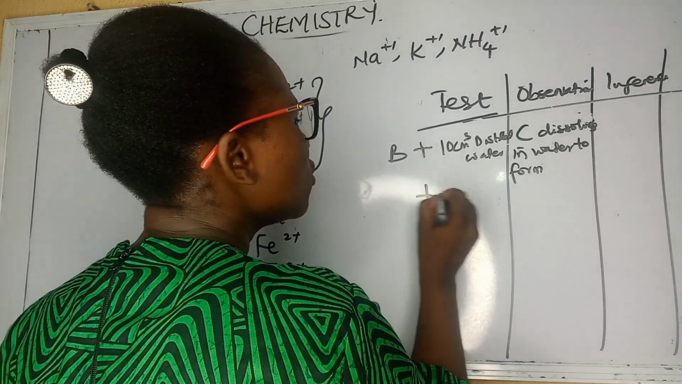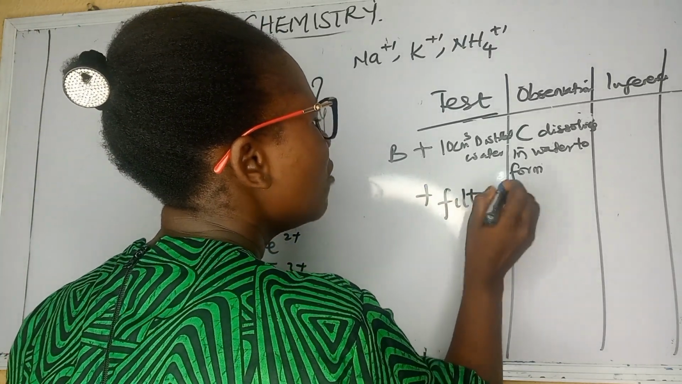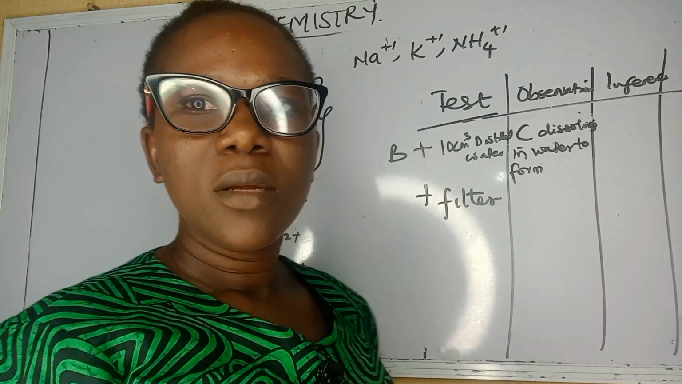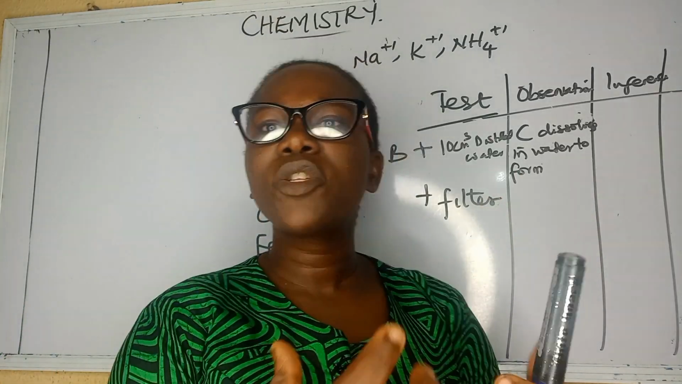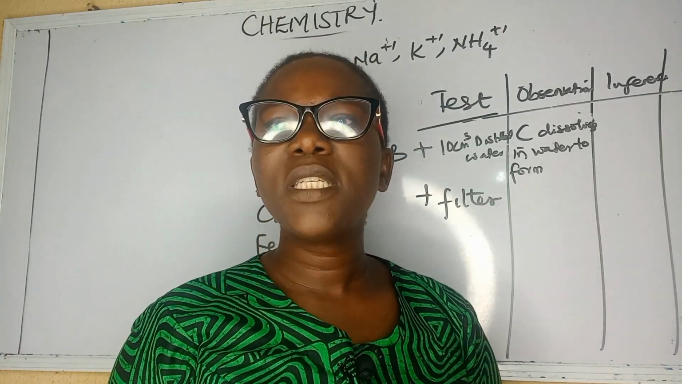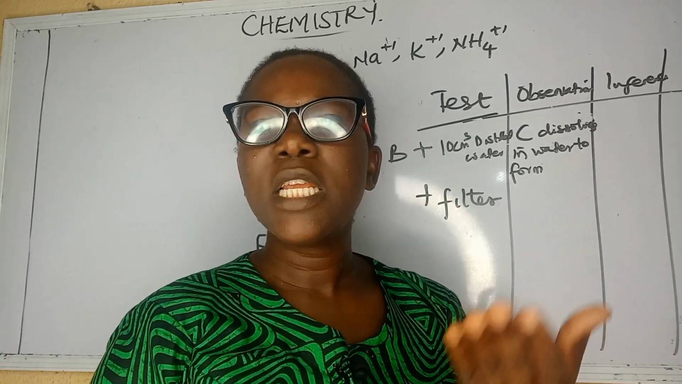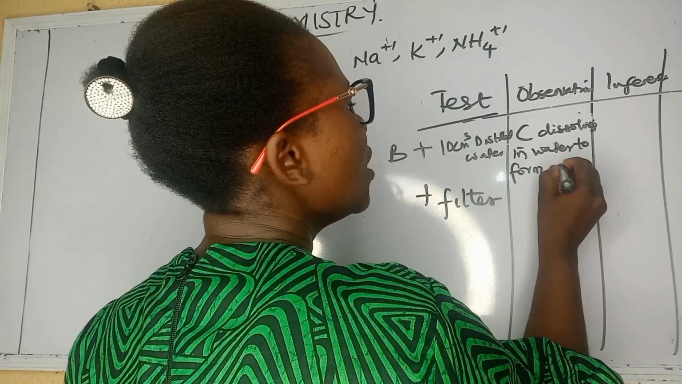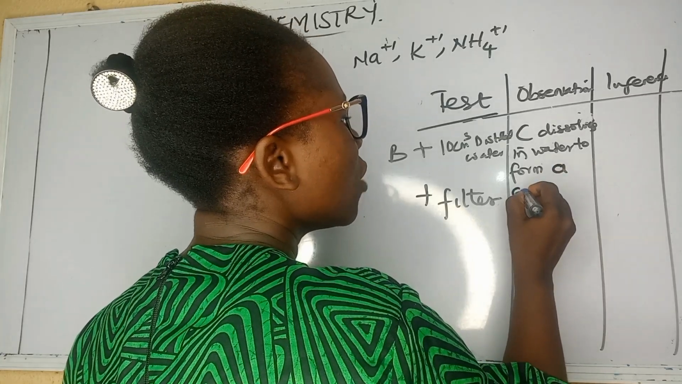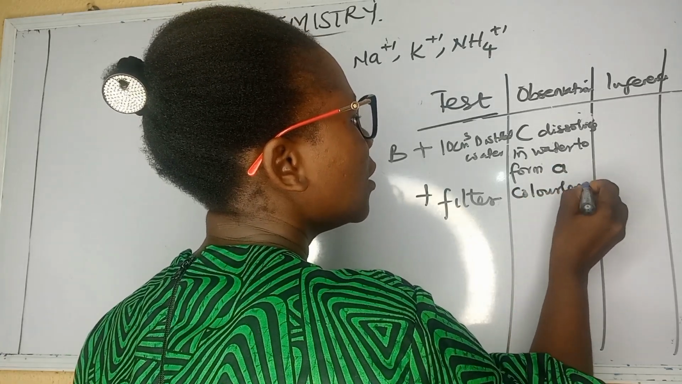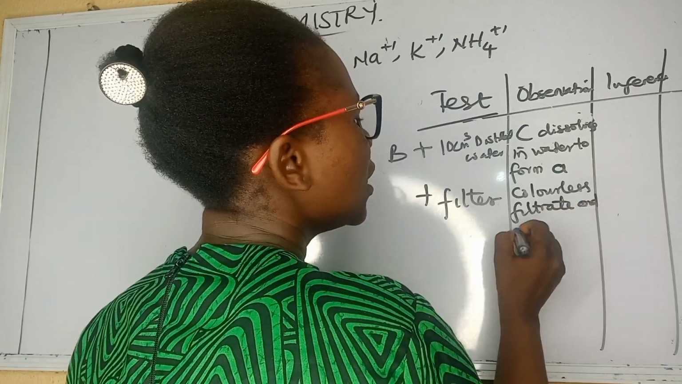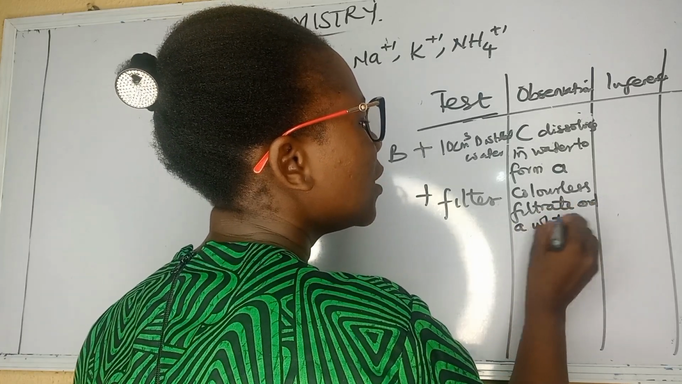Now, if you are asked to filter, you can now describe the filtrate. The filtrate is what comes out from the sieve, while the residue is what is retained on the filter paper. Now, you form maybe a colorless filtrate and a white residue.